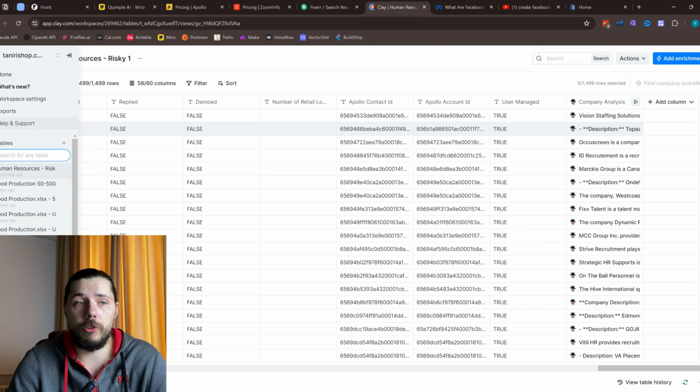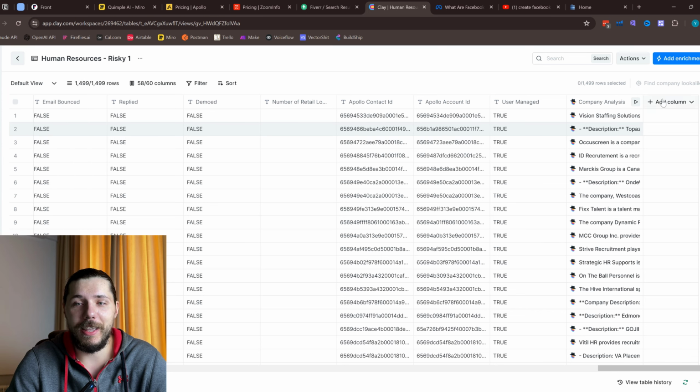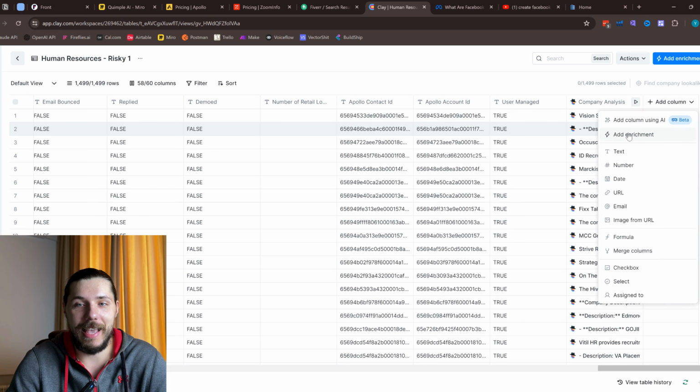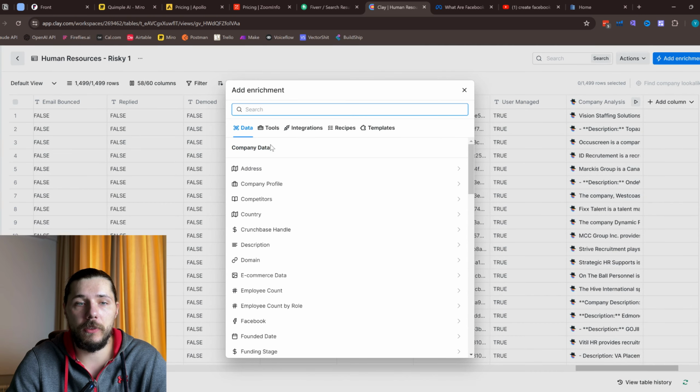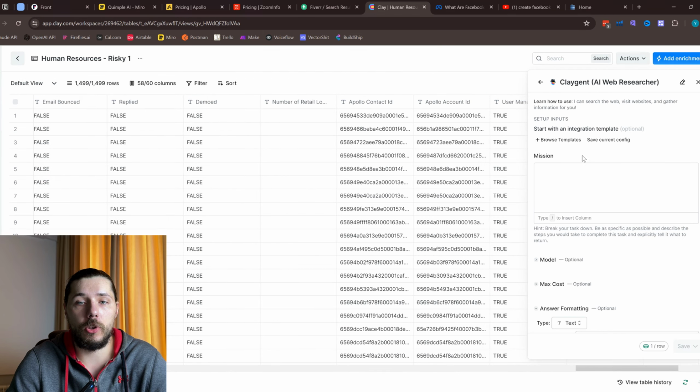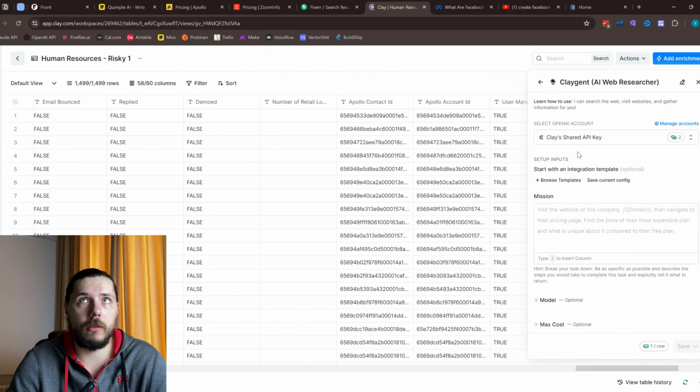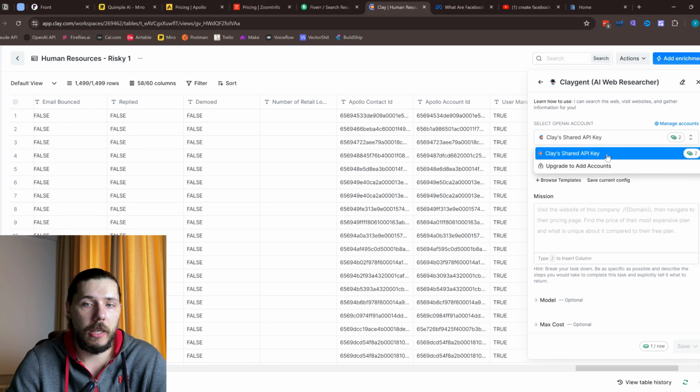Or you can just use the free plan, and you can technically do the enrichment using your API key from OpenAI, as you can see here, upgraded account. But if you have the trial plan, they will allow you to add your API key.